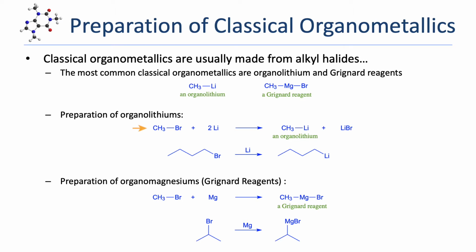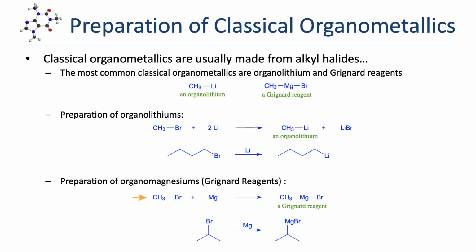As you can see from the first example, the preparation of organolithiums requires 2 equivalents of lithium per equivalent of alkyl halide. 1 equivalent of a lithium salt is formed as a byproduct. Remember that organic chemists rarely balance equations. This second example is a more typical representation for the preparation of an organolithium.